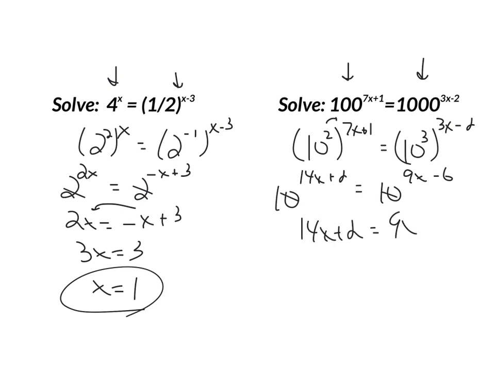14x plus 2 equals 9x minus 6. Move the 9x over, that's 5x. Same time I'm moving the 2 over there, make that negative 8. So x is negative 8/5. And that's all you got to do on that one. Just find the same base and then set the exponents equal to each other. And that's all there is to it.